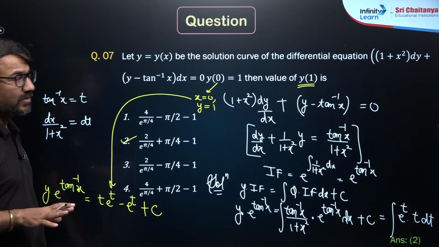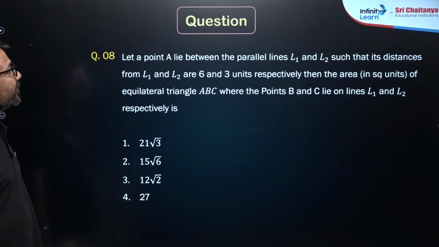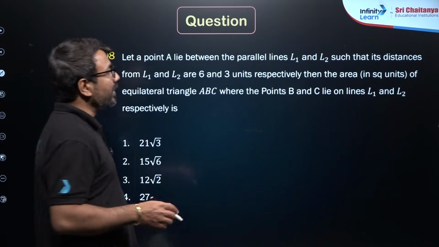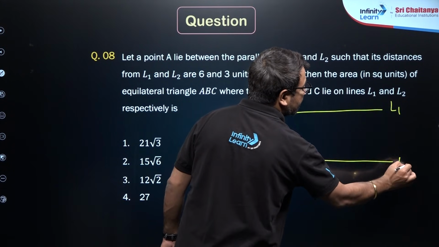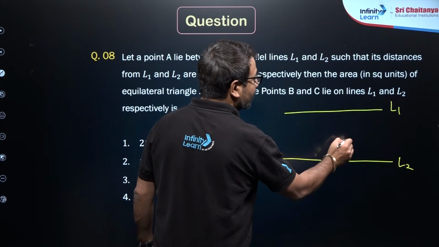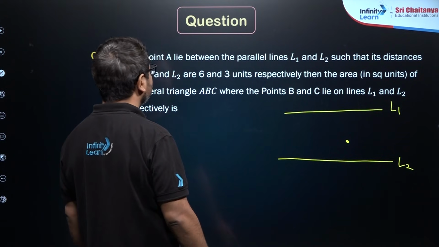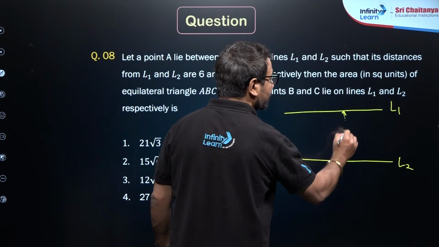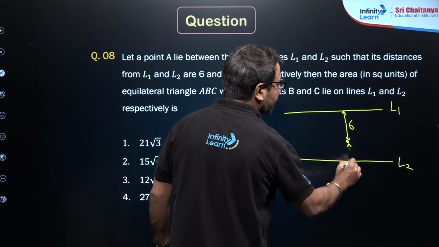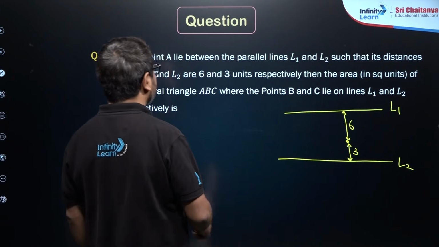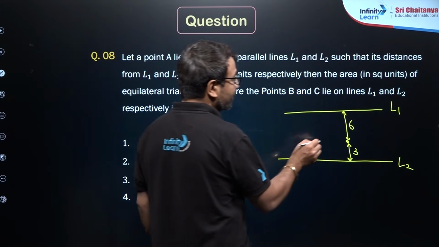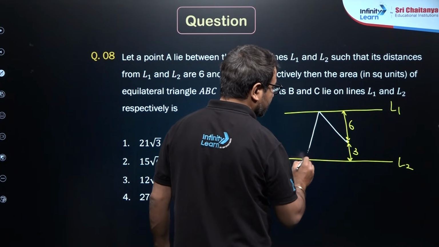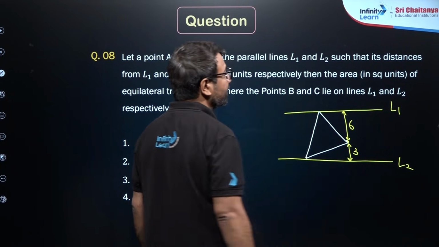I hope you understood the process of handling this question. Now, let a point lie between two parallel lines. So they have given the two parallel lines to us. One of the lines is L1, the other is the line L2. There is a point between the lines, such that it is located at a distance of 6 units from here and 3 units from here. So the equilateral triangle is having one such vertex as this, and this is the triangle being formed.